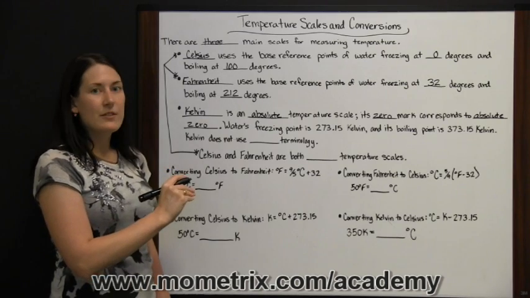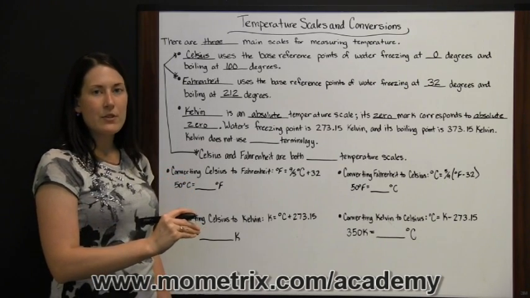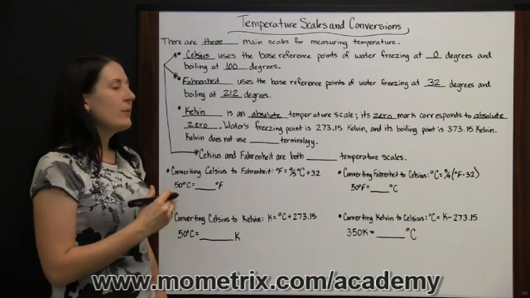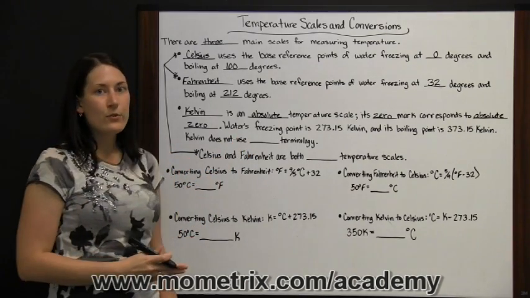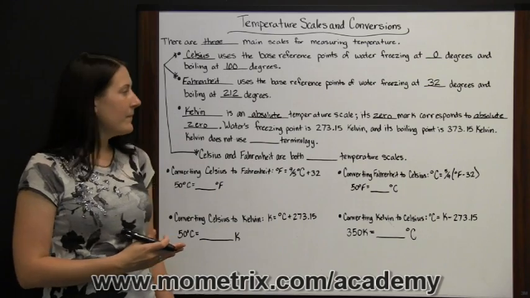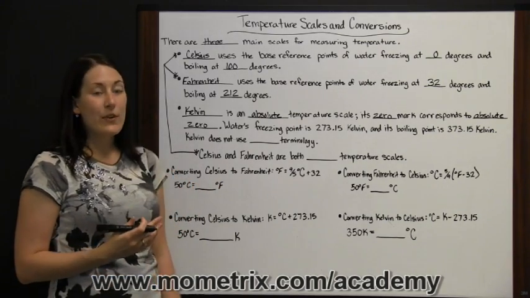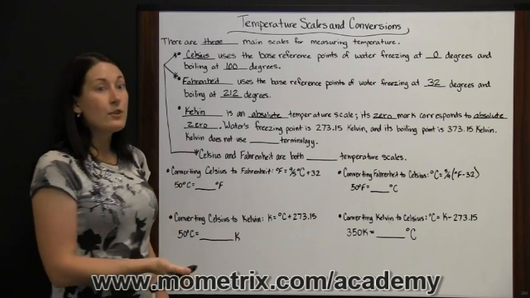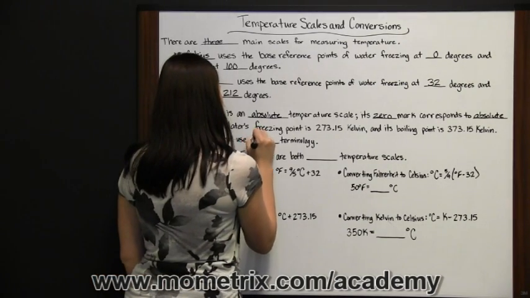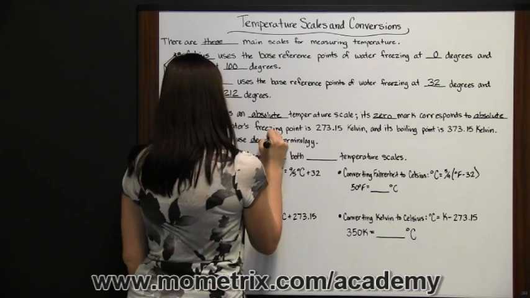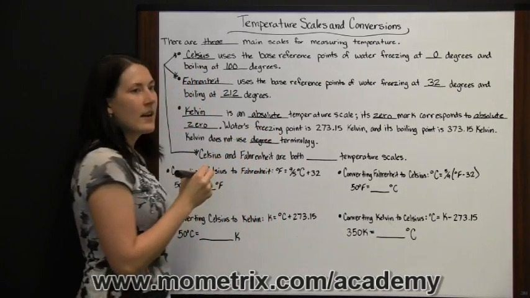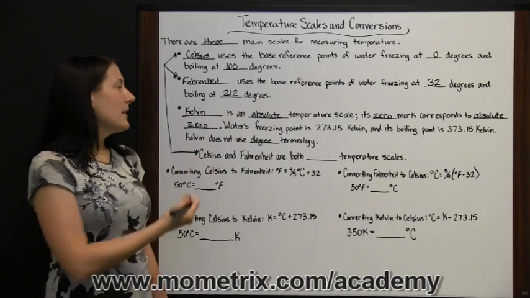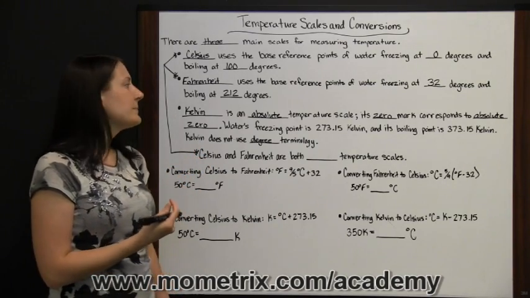So absolute 0 is the coldest possible temperature. It's going to be 0. And working up from there, we get to water's freezing point at 273.15 Kelvin and its boiling point at 373.15 Kelvin. Kelvin does not use degree terminology. So where we would say degrees Fahrenheit or degrees Celsius, we would just say Kelvin with the Kelvin temperature scale.